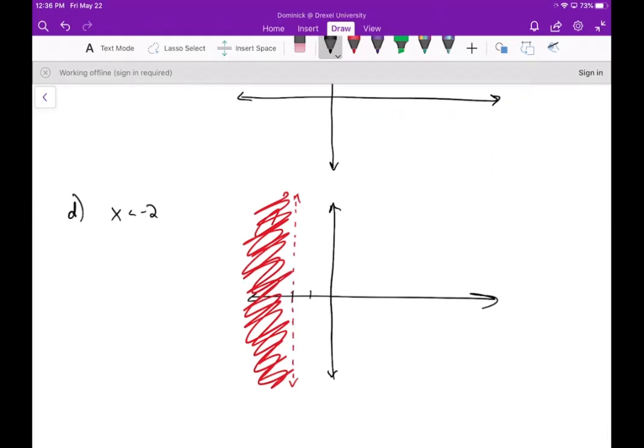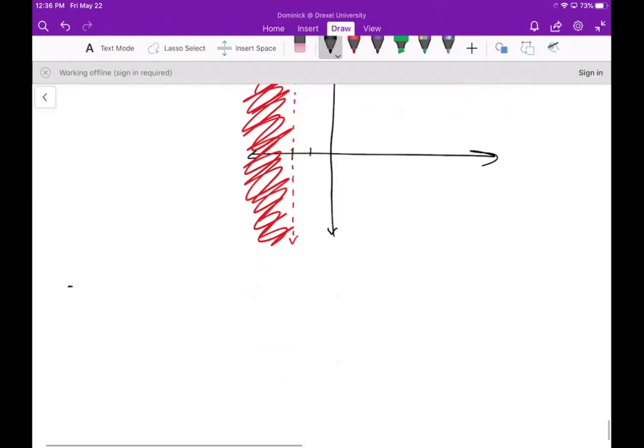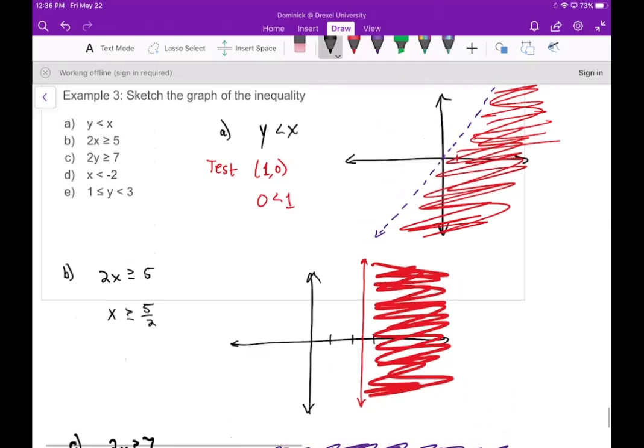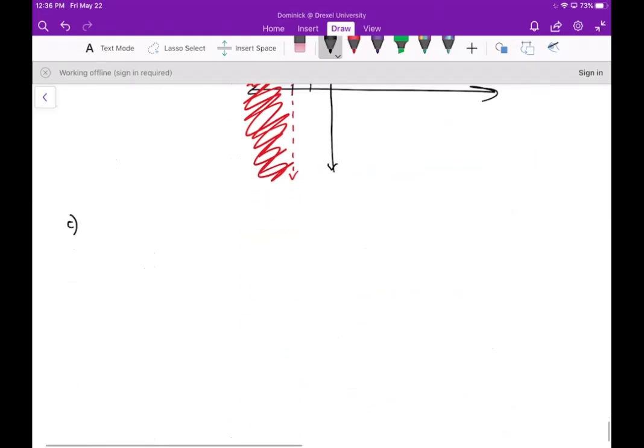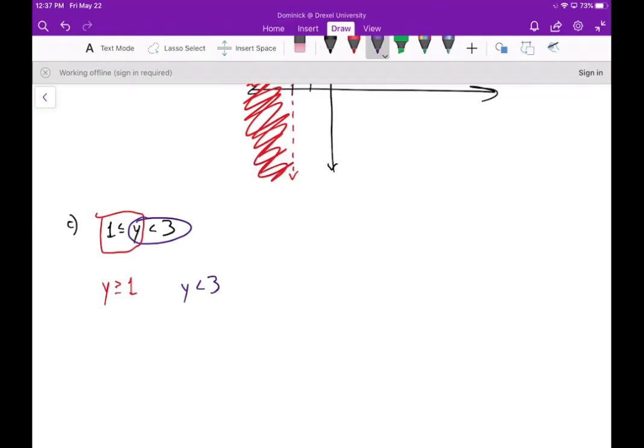Okay, one last example before we wrap this up. We have y is between 1 and 3 with 1 included but 3 not. Okay, now if these were two separate inequalities, we would have from the first one, y is greater than or equal to 1. I just reordered that. And then this one would give me y is less than 3. And we want to solve both of these at the same time.